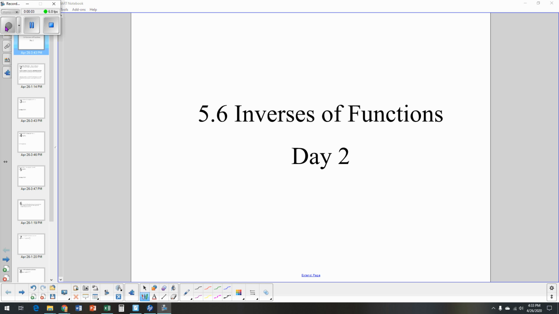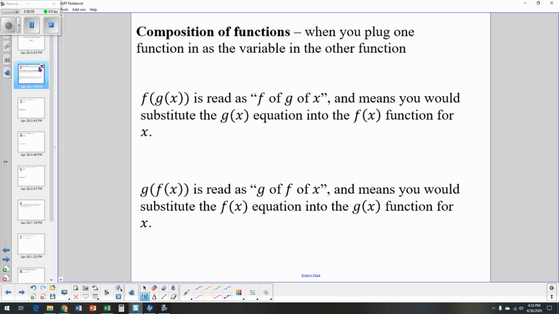Today we're going to continue 5.6, inverses of functions. So the first thing we'll talk about is a composition of functions. This is when you plug one function in as the variable in the other function. So we have f of g of x, and if you notice, g of x is inside the parentheses where an x normally would have been.